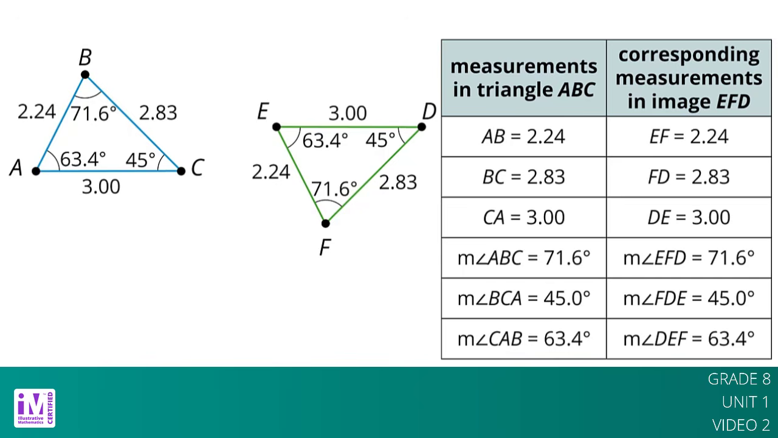When we construct figures using copies of a figure made with rigid transformations, we know that the measures of the images of the segments and angles will be equal to the measures of the original segments and angles.